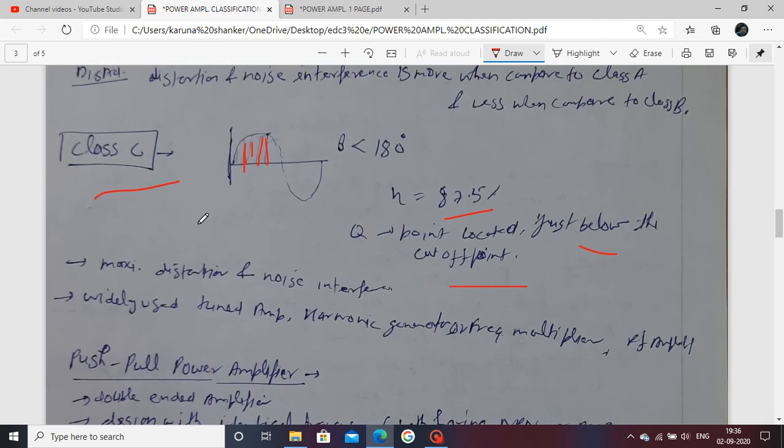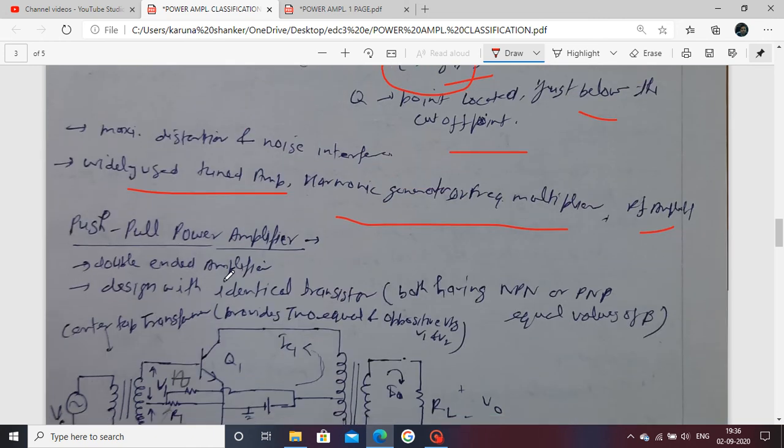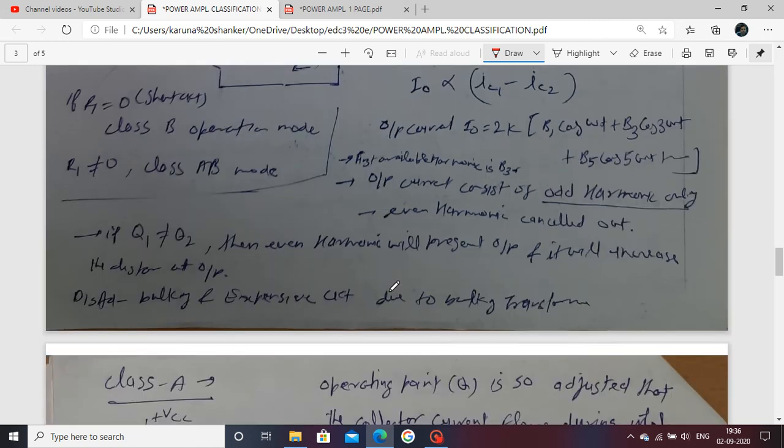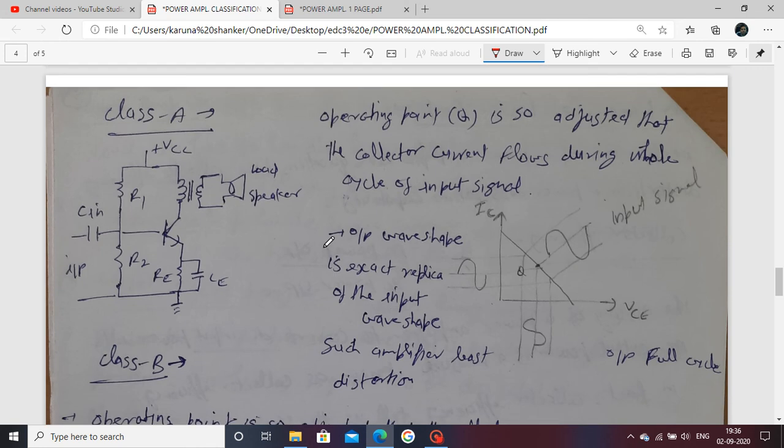Here in class C amplifier, the efficiency is the maximum. It is widely used in tuned amplifiers, harmonic generation, frequency multiplication, and RF amplification. These are the uses of a class C amplifier. The push-pull amplifier you will see explained in the next lecture. You just compare class A, class B, and class C here. This is also one of the indications of how to write in a board exam.